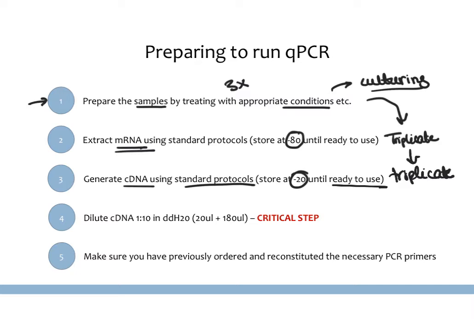Once you have your cDNA ready, most kits will generate cDNA at too high of a concentration to do a good qPCR. And most kits will only generate 20 microliters of cDNA. And that is just not enough to run an entire qPCR plate. So what we normally do is we dilute the cDNA 1 to 10. So if we have 20 microliters, that's going to be 20 microliters of our DNA and 180 microliters of double distilled water. And this is a critical step because you want to make sure that you have enough, and you don't want to overload your qPCR reagents by adding too much DNA into the sample.